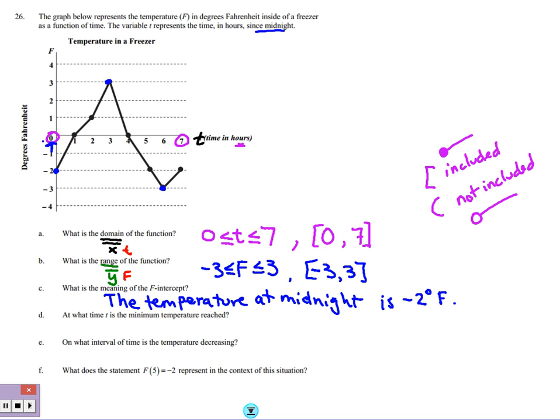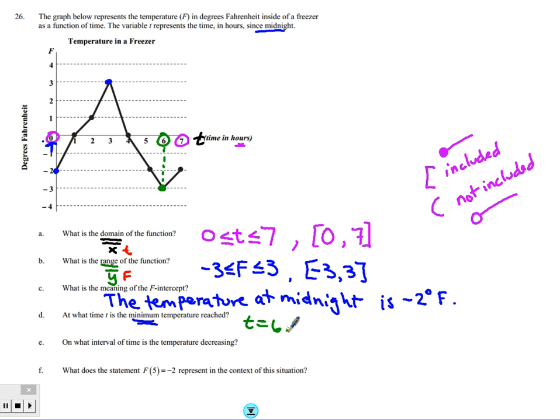Then we're asked, at what time, T, is the minimum temperature reached? So we want to find where is our minimum. Our minimum, the lowest it goes is here. At what time? Aha! After 6 hours. So 6 hours from midnight. At T equals 6. That is where our midnight is. I'm sorry, that is where our minimum is.